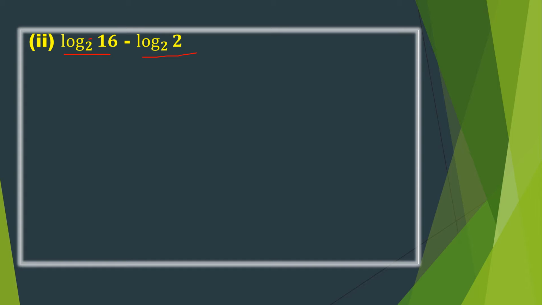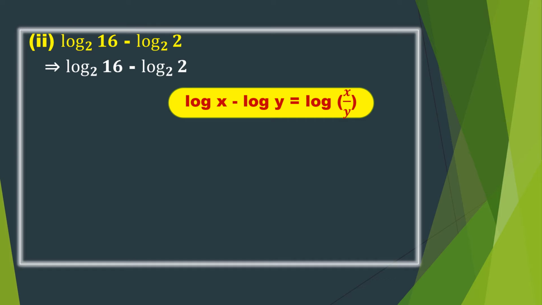Forget about these bases. Here there is subtraction between the logs. So subtraction is a friend of division, right? So log 16 minus log 2 means you can write log 16 by 2. Your formula is log x minus log y, minus means it is division. So I'll write log 16 by 2, base you can put as it is. Now 16 by 2 means 2 eights. So I'll get log 8 base 2.